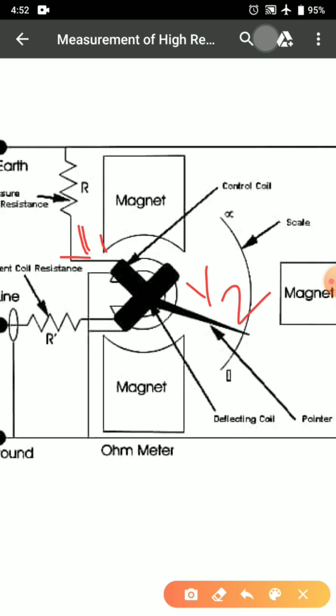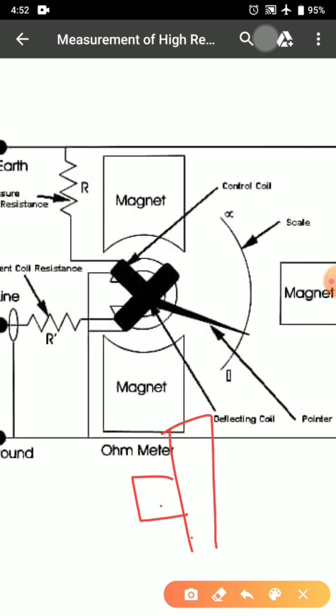Now we can clearly make out that V1 is kept in a weak magnetic field when the pointer is at infinity position. That will be the shape of the voltage coil, that is V1 and V2. So when the pointer is moving to infinity, V1 is moving to a position where it is in a weak magnetic field.